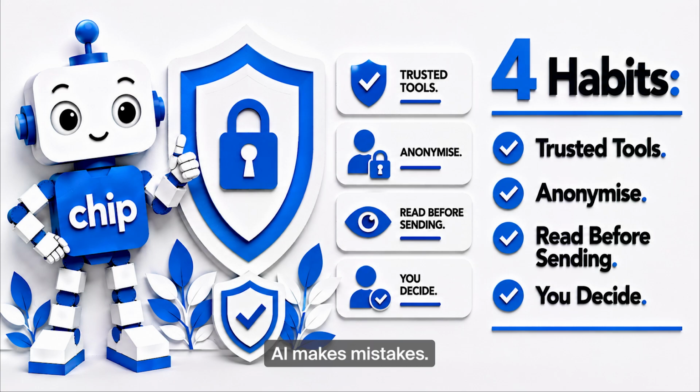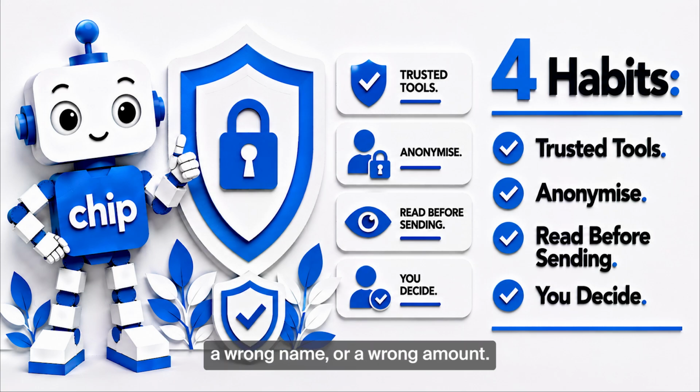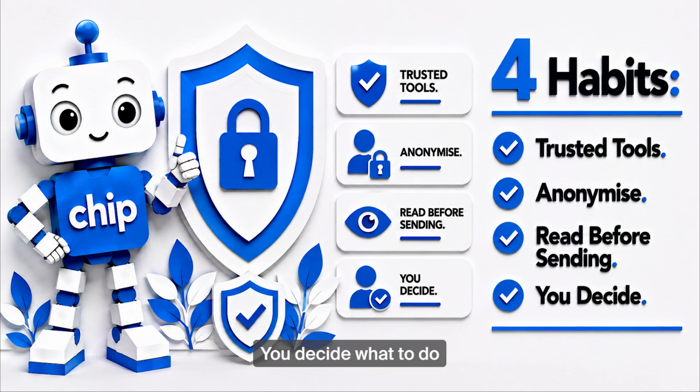3. Always read the output before sending. AI makes mistakes. It can put in a wrong date, a wrong name, or a wrong amount. Read everything. 4. You make the final decision. AI gives you options and reasoning. You decide what to do and what to send.